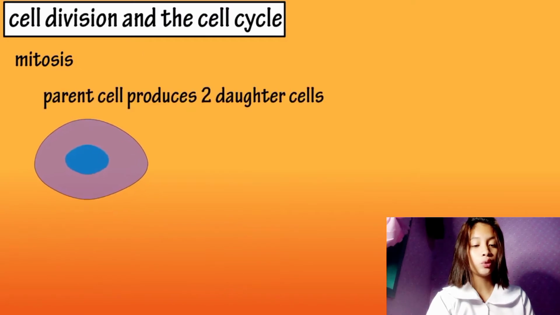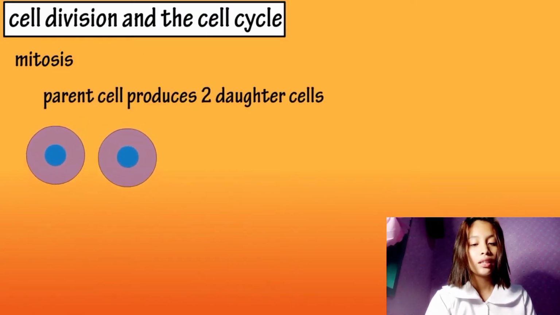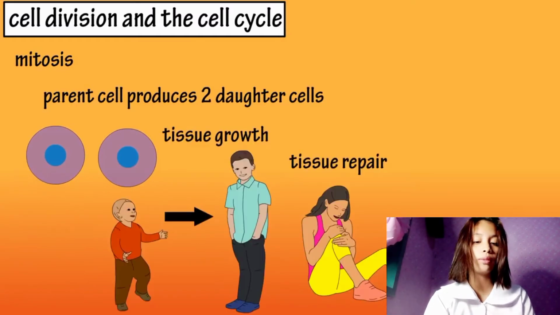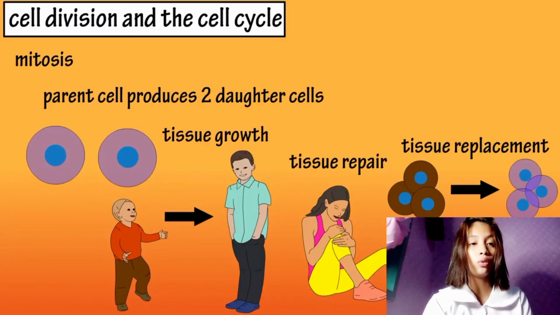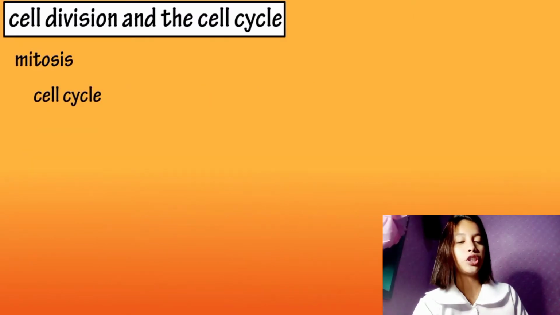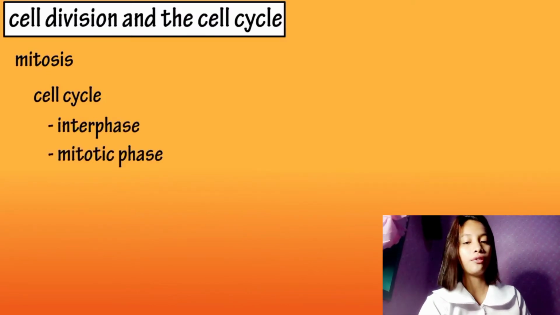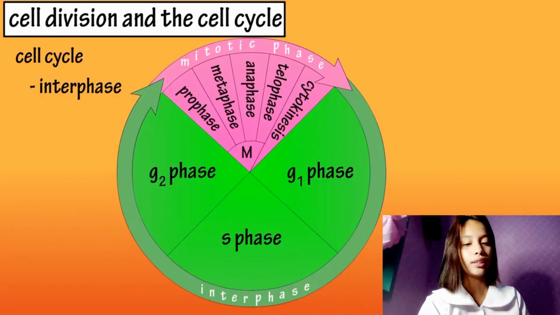Cell division occurs when a parent cell divides to produce two daughter cells. Cell division is important in tissue growth, tissue repair caused by some sort of trauma or disease, and replacement of dying old cells. The cell division cycle has two major phases, interphase and the mitotic phase. We will use the chart on the screen to go through this process.